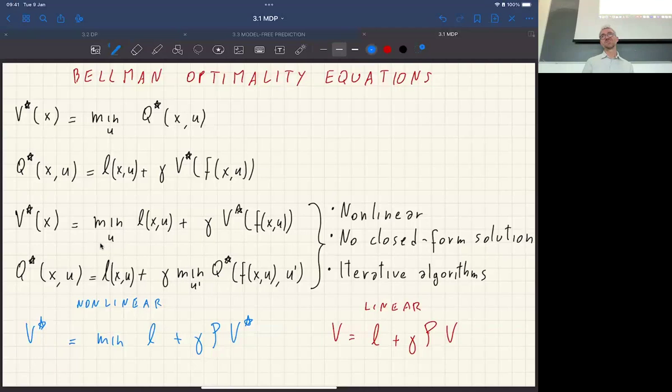Just the minimizer function that is nonlinear. Yeah, it's a minimizer operator, which makes it nonlinear. But why is it nonlinear? Well, the min function is a nonlinear operator.